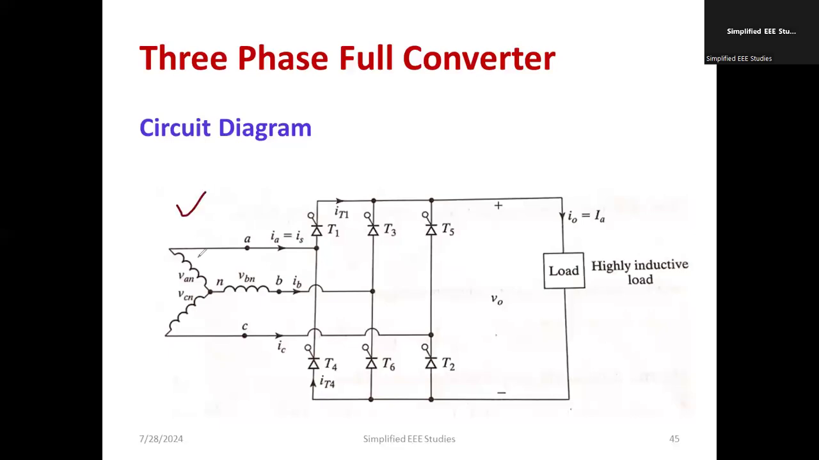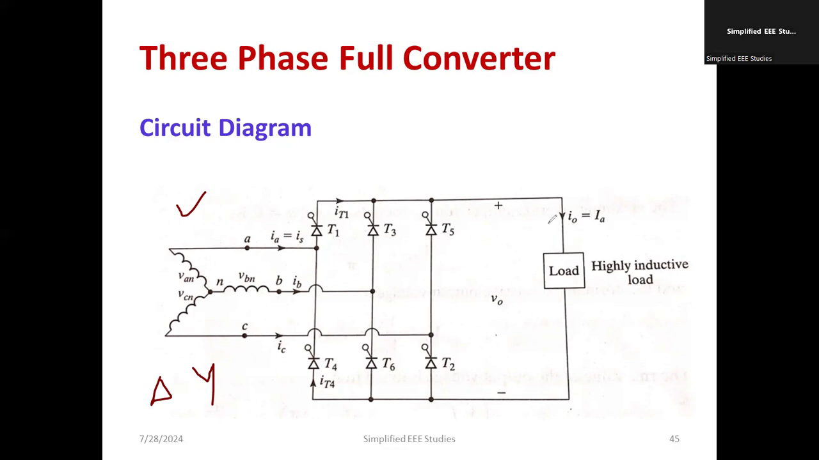So we have the three-phase supply. Here you can connect either delta or star. As you can observe, we have connected the supply in star connection. And we can see there are 6 devices. T1, T3, T5 are considered as the positive group, whereas T4, T6, T2 are considered as the negative group.